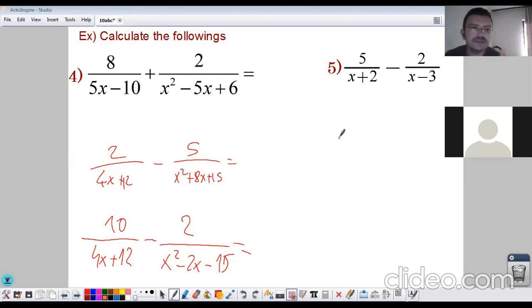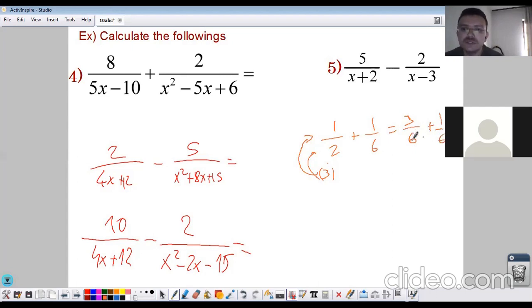You try to make the same denominators always. Like when you have 1/2 plus 1/6, you try to make them both into 6. You multiply this by 3, the whole fraction. You multiply up and down. 3 times 1 is 3, 3 times 2 is 6, and 1/6. After you get that, you can add the upper parts.